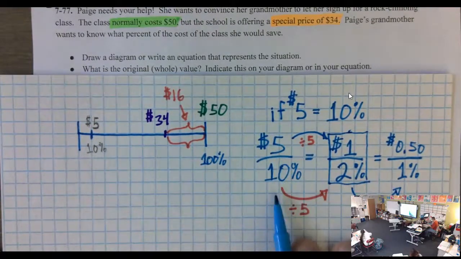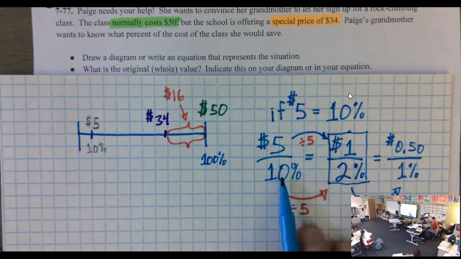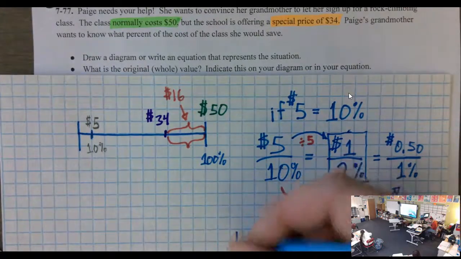Because if every $5 is 10%, what would $15 be?